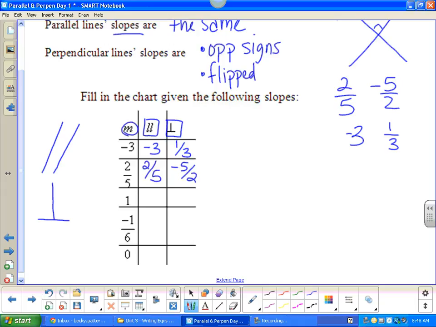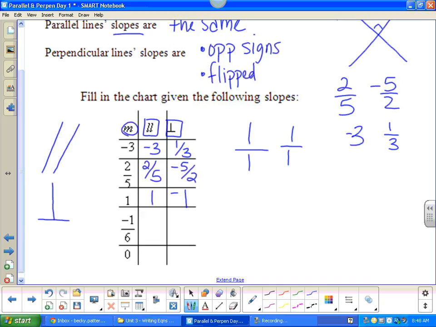Slope of 1 parallel would be exactly the same, which is a 1. And for perpendicular, I'm going to change the sign and flip it. But if you think about it, 1 is 1/1. If you flip it, you still have 1/1. So you still have a 1. So it looks like we didn't flip it, but we really did. And you have to change the sign.